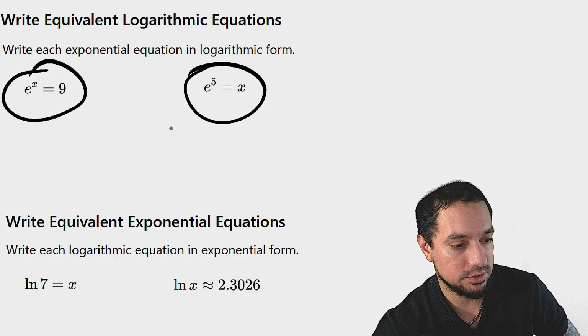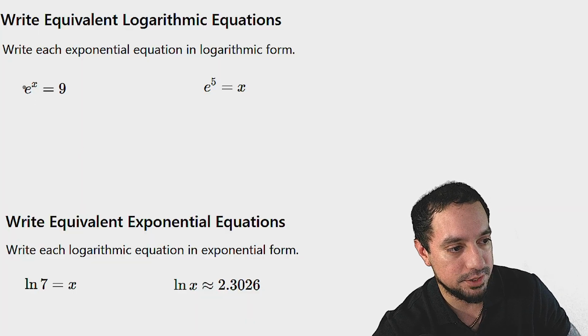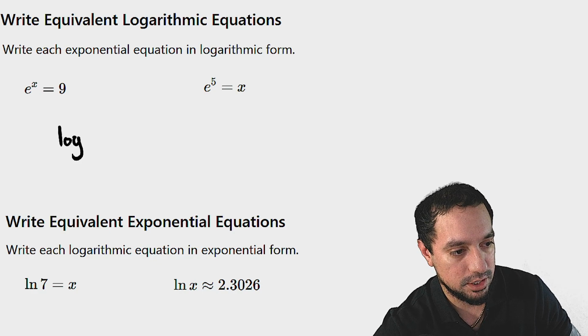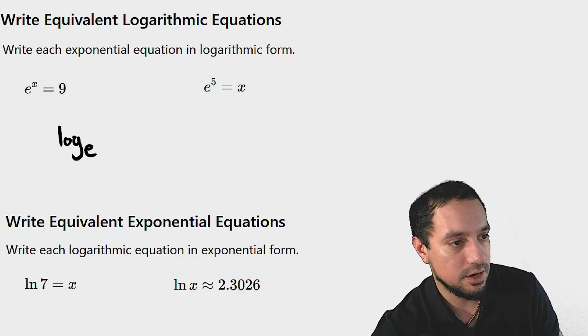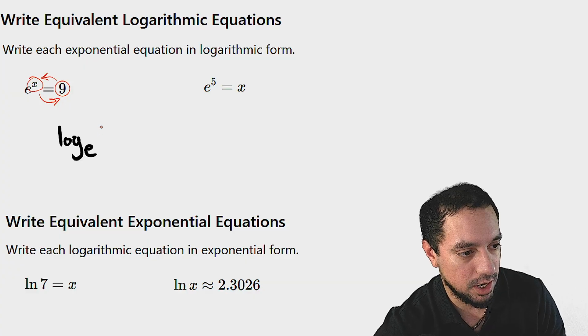So I always like to start off with adjusting the base. So I can see that the base of this exponential here is e. So I start off with writing log base e. All I did was rewrite that e there. And then the next part, we want to go ahead and swap the location of these two. So the 9 ends up going on the left-hand side, and the x goes on the right-hand side.